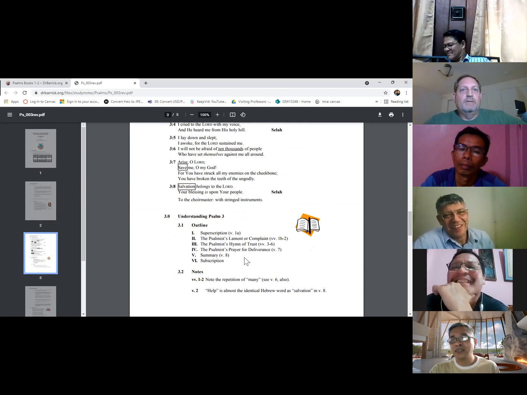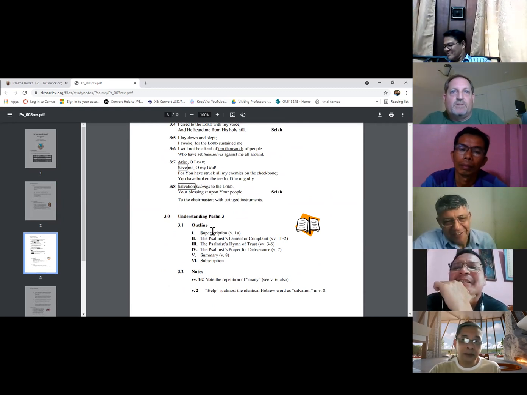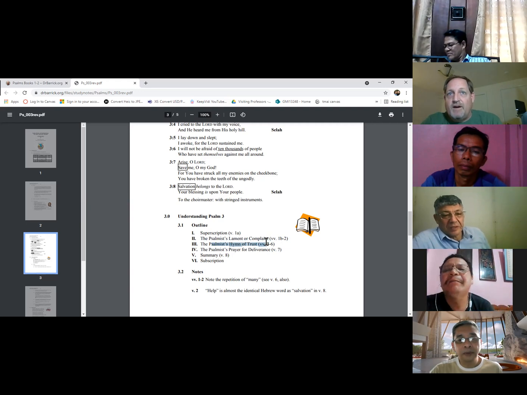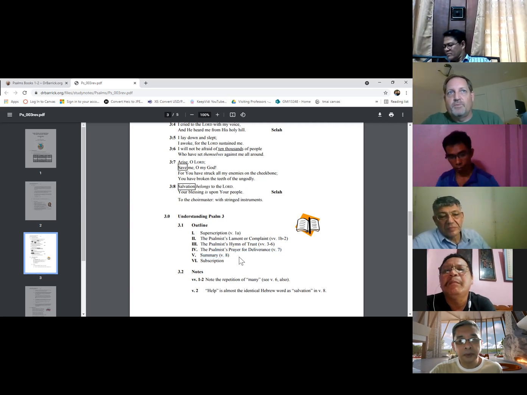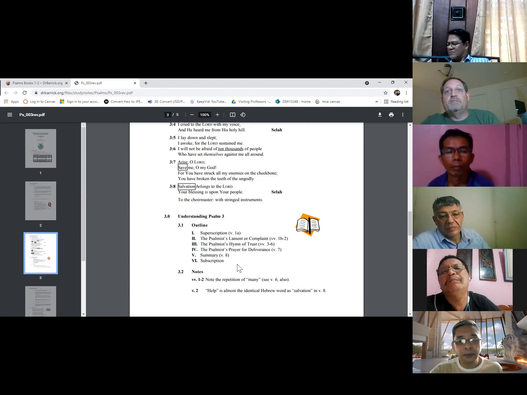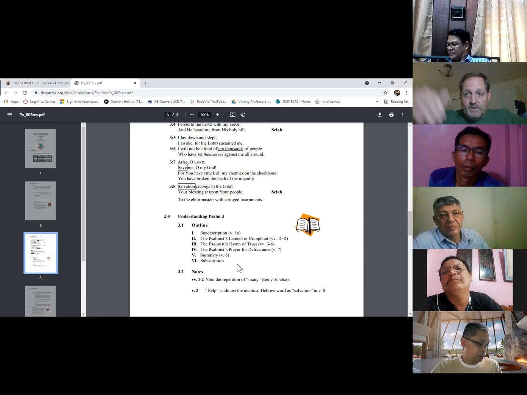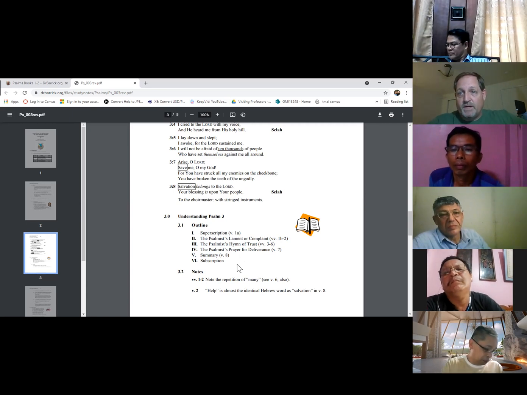But notice, he does separate out the superscription, of course. That's the title. The lament, verses 1 and 2. Then the trust or confidence in God, verses 3 to 6. And then the prayer for deliverance. He separates out a summary. I would just include that with the prayer. But basically, Dr. Barrick here shows as well. So he's a good resource as well.